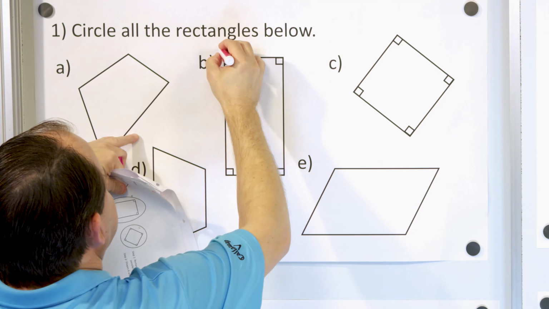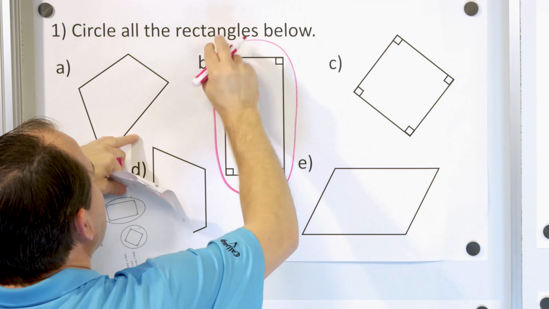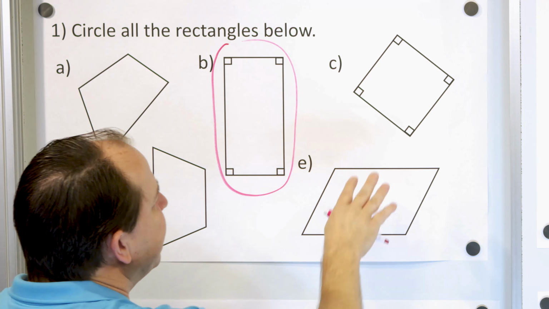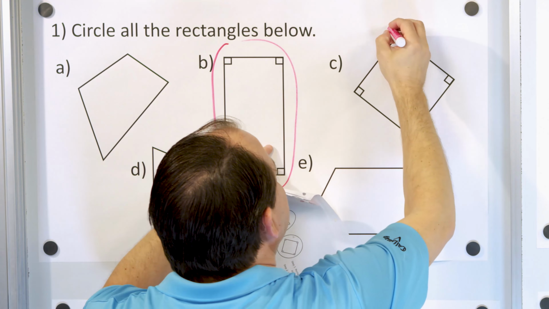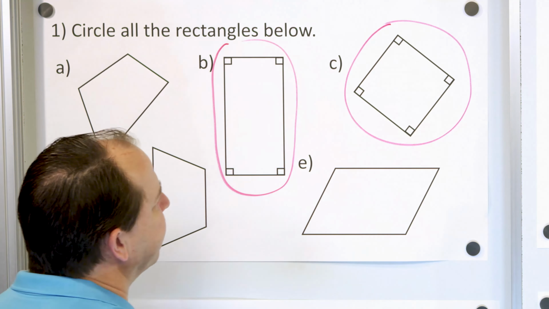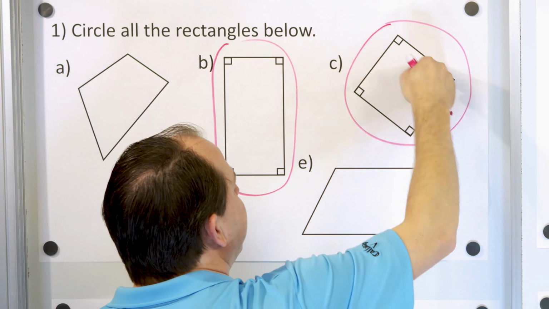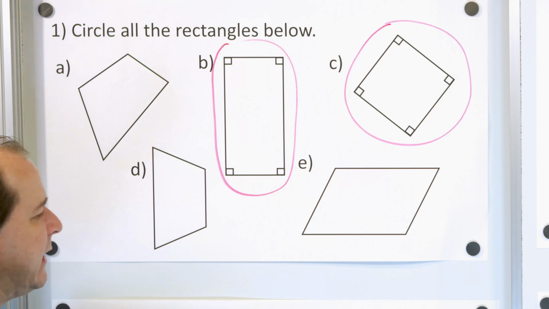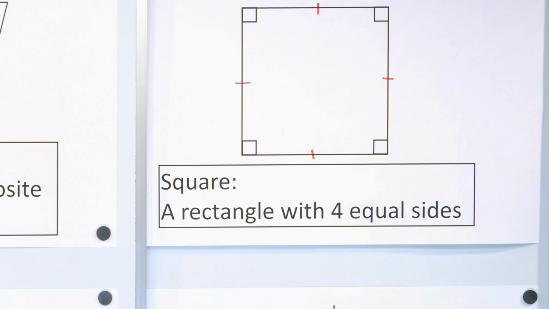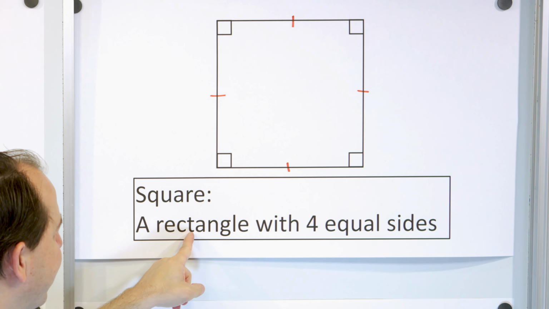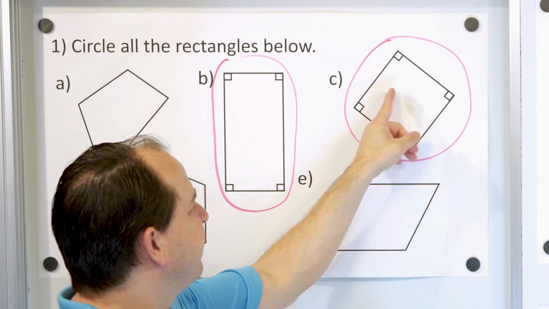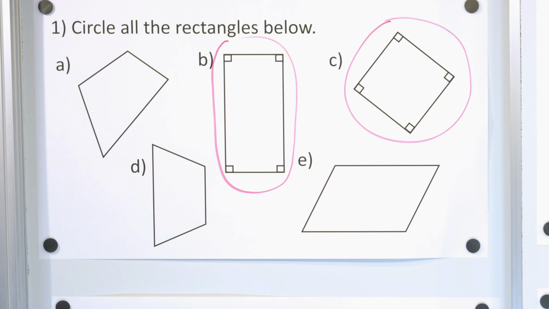This one definitely is a rectangle because I have 4 right angles in the corner, and I also have parallel, parallel, parallel, parallel. All right, this one looks like a square, but remember, a square is a type of rectangle because for a rectangle, you need 4 90-degree angles in the corners, and then you also need parallel, parallel, parallel, parallel. So it has to be a parallelogram with 4 right angles. A square is a type of rectangle with 4 equal sides. All right, so just because this is a square, that's okay. It's still a rectangle. All right, next problem.